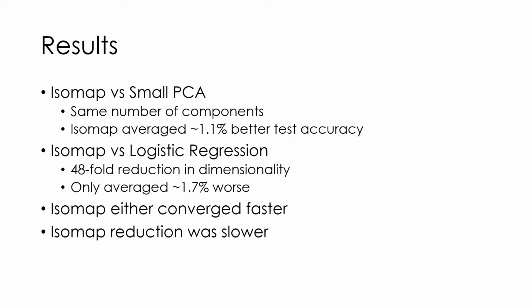In our final results, we found that compared to small PCA, IsoMap, which had the same number of components, averaged 1.1% better test accuracy across the 4 datasets. Compared to logistic regression, IsoMap had a 48-fold reduction in dimensionality, but only performed 1.7% worse in test accuracy. And finally, even though the IsoMap dimensionality reduction takes longer than the linear dimensionality reduction, we found that it converged faster in all cases.